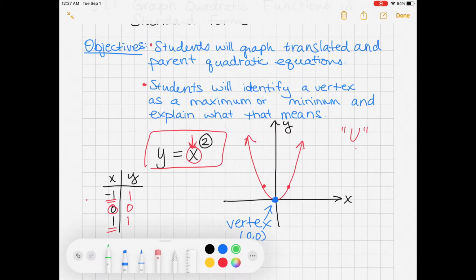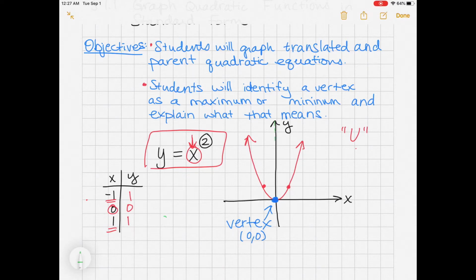We also see something here where it's perfectly symmetrical. We call this the axis of symmetry. Sometimes, like this one, it's right on the y-axis, but it's not always. It always goes through the vertex, and it will always cut the quadratic equation in half so that it's perfectly symmetrical on both sides. In this case, we would label this as x equals 0 to describe that axis of symmetry.